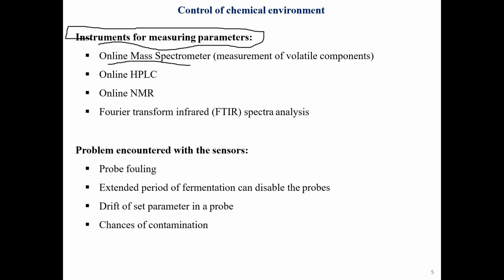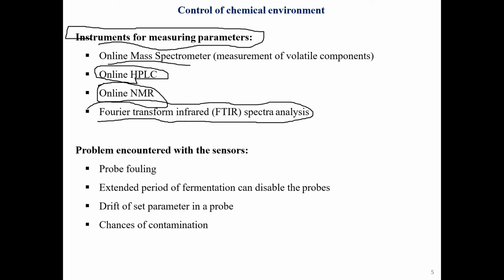Next we have the HPLC. We just studied HPLC. HPLC can be used for separating different strains of proteins and different sets of molecules. Also we have the online NMR. NMR definitely does the job. At different wavelengths it works to separate and also to measure. We have the Fourier transform infrared spectra analysis. FTIR is another instrument for measuring different sorts of substances and molecules.